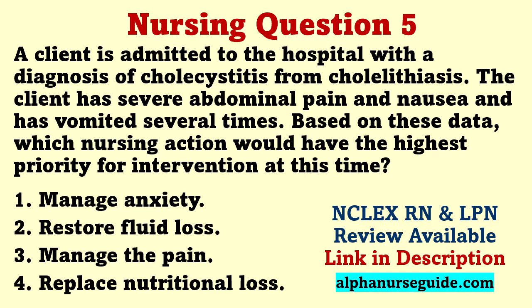The correct answer is 3. Manage the pain. The priority for nursing care at this time is to decrease the client's severe abdominal pain. The pain, which is frequently accompanied by nausea and vomiting, is caused by biliary spasm. Opioid analgesics are given to relieve the severe pain and spasm of cholecystitis. Relief of pain may decrease nausea and vomiting and thereby decrease the client's likelihood of developing further complications, such as severe fluid loss and inadequate nutrition. There are no data to suggest that the client is anxious.